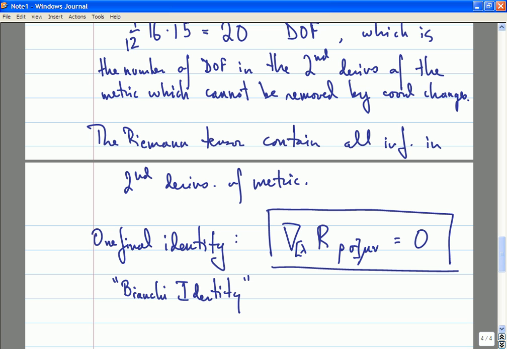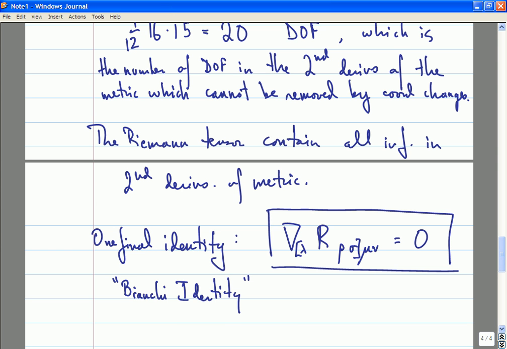And moreover, I promised you last time that all of the information in the derivatives of the metric could be packaged into the Riemann tensor. And in order for the counting of those numbers of degrees of freedom to work at orders higher than, so last time I worked to quadratic order in the metric, which involved the Riemann tensor.